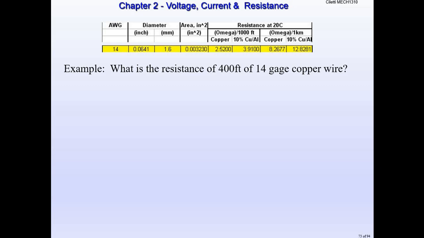So let's take a look at the example. It says, what's the resistance of 400 feet of wire that's 14 gauge? So what's the resistance of 400 feet of 14 gauge copper wire? Well, I've given you the exact one, 14 gauge here.